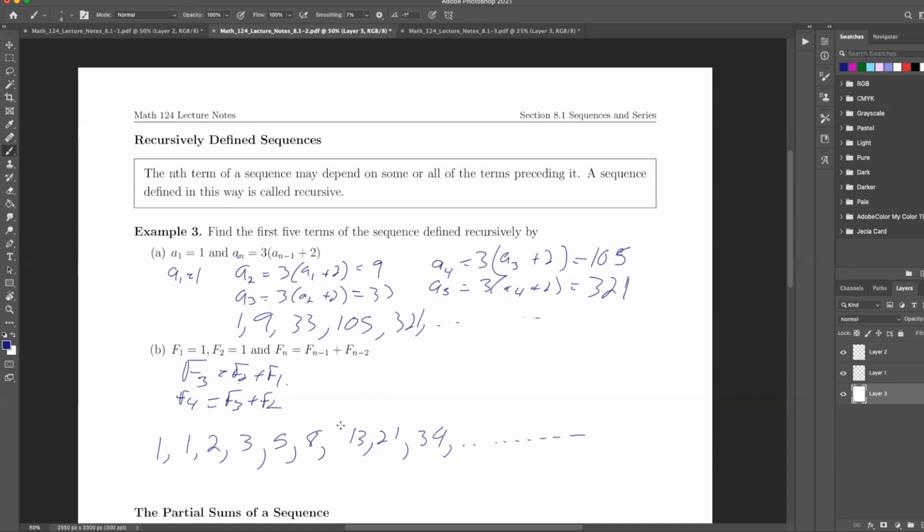And so here we have this. It would be 1, 1, 2, 3, and this is the Fibonacci sequence. This is the famous one that you've probably seen.